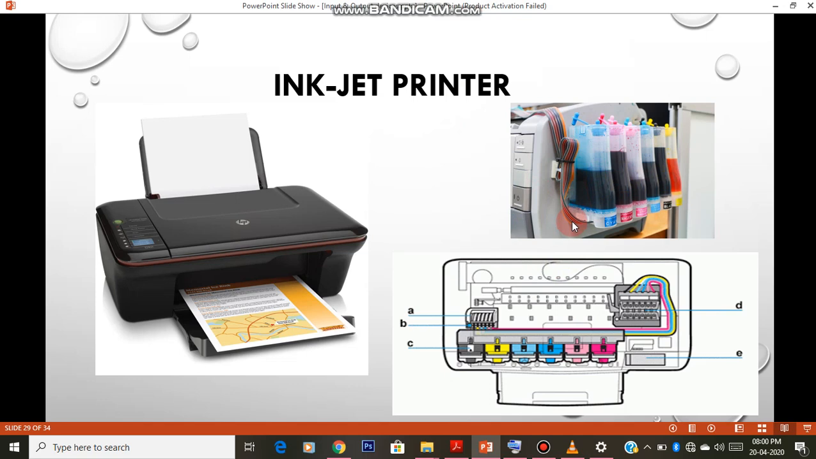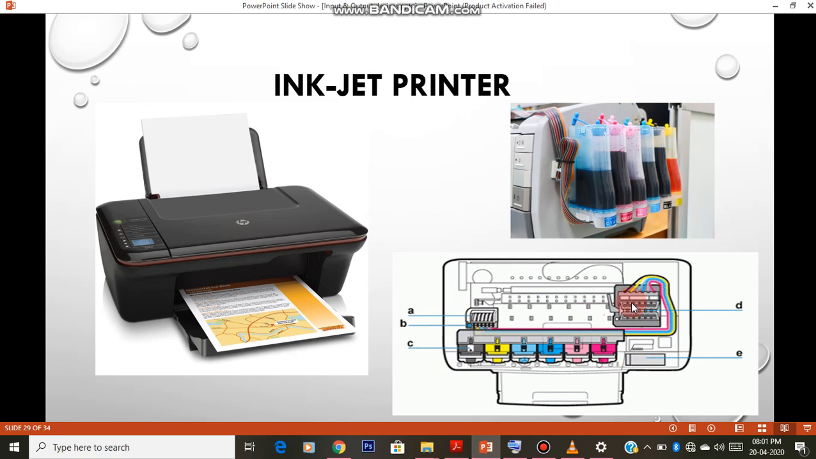Yeah, in inkjet printers, there will be some containers. These are called ink tanks. Here we'll pour the ink directly, and as you can see in this figure, if you consider these as ink tanks, the different colors will be passed through different wires, and it is sprayed on the paper. Here is also the print head.